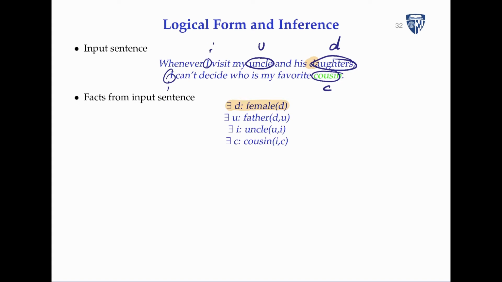And here is basically just stating the same thing. So there is a D, which is female. D is female, that's what we know about D. Then U is the father of the daughter, so the uncle is the father of the daughter. So you have an uncle-daughter relationship here. And then he is also my uncle, so there's an uncle and I relationship. And then there's a cousin relationship between I and C.